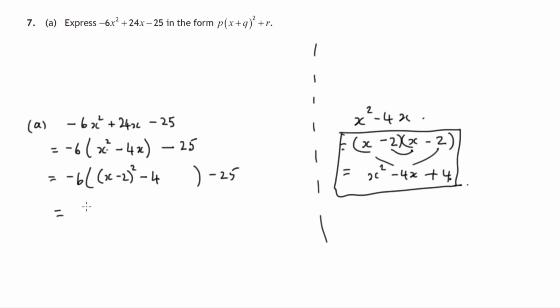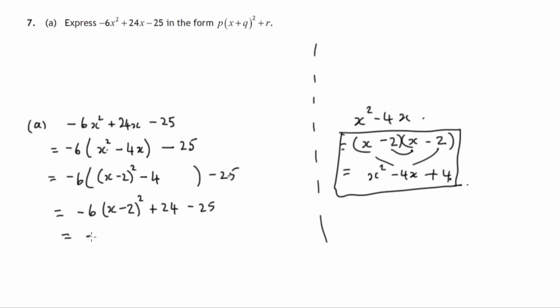We now just need to reintroduce this negative 6 to proceedings. We've got negative 6 times that x minus 2 all squared. We've got negative 6 times negative 4 is 24. And then we've got a negative 25. Well, notice that negative 25 is not within these brackets. It's not multiplied by negative 6.